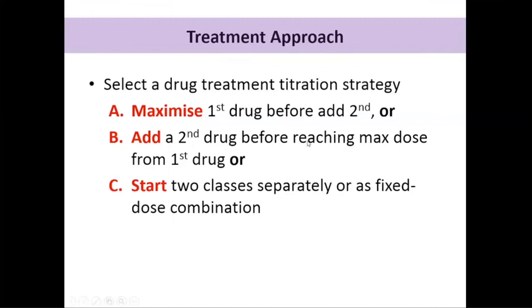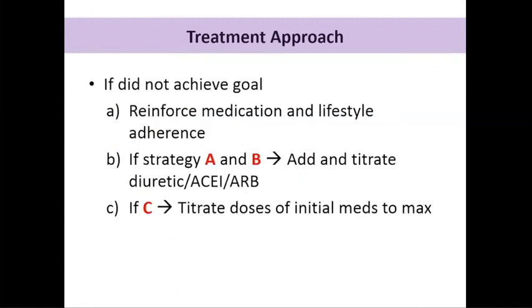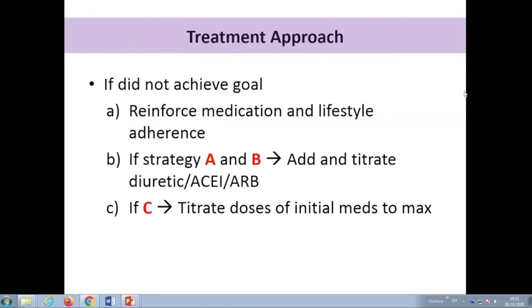Okay, add a second drug. Or another way is you can start 2 classes together as a fixed dose combination. Because nowadays we have a 2-in-1 tablet. Okay, we seldom use this in hospital because it's expensive. That's another approach. And then you can increase the combination tablet. So if you still didn't achieve the goal, you can reinforce medication adherence. You give the drug, BP is still high, always check their adherence first before you increase your dose, because adherence is the biggest problem. Adherence is the biggest problem actually, so always check the adherence.